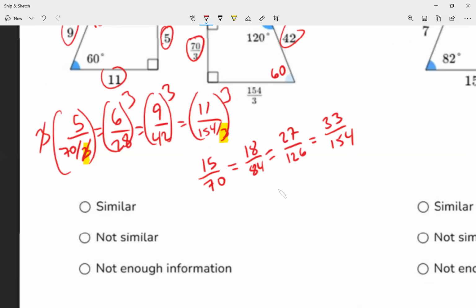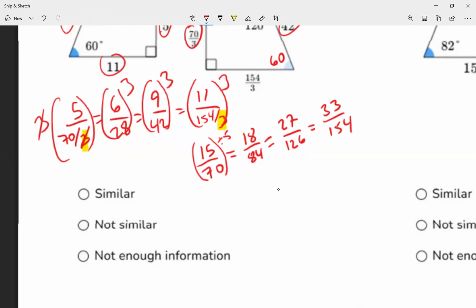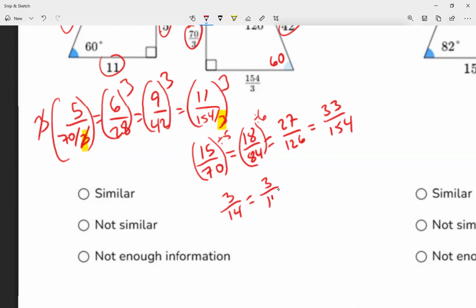Oh boy, so how am I going to do this? If I divide 15 over 70, you want to remember how to simplify. Let me divide each by 5. That gives me 3 over 14. Here, let me divide each by 6. 18 divided by 6, 84 divided by 6. I'm simplifying my fractions. So that gives me 3 over 14.